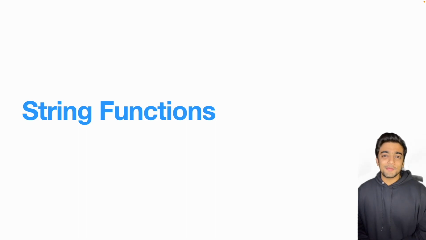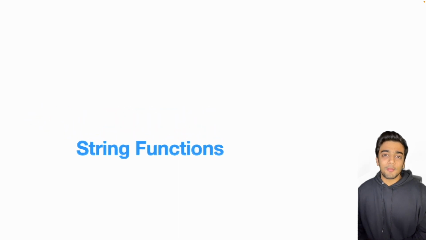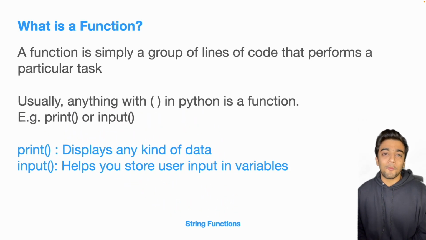Hi, in this one we're going to be talking about string functions. So when we talk about string functions, first we need to know what is a function. Now as you see on your screen, a function is simply a group of lines of code that perform a particular task. Usually anything with an opening curved bracket and a closing curved bracket, or parentheses as we call them in Python, is a function.